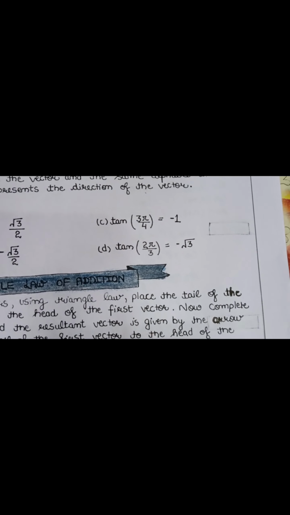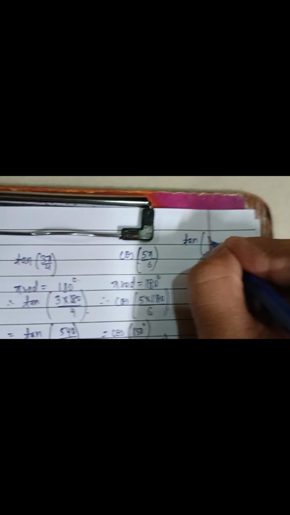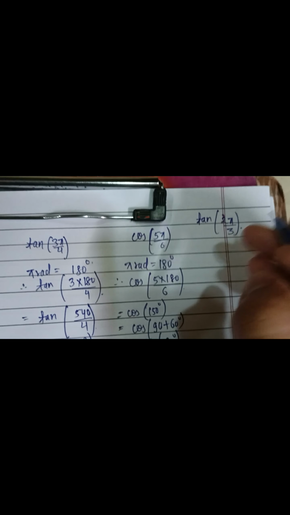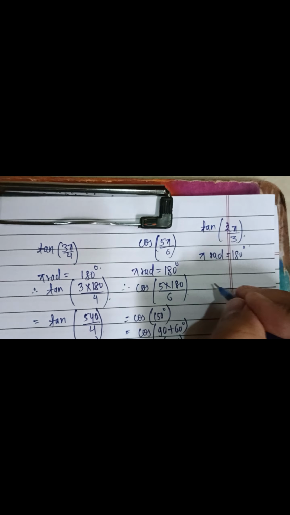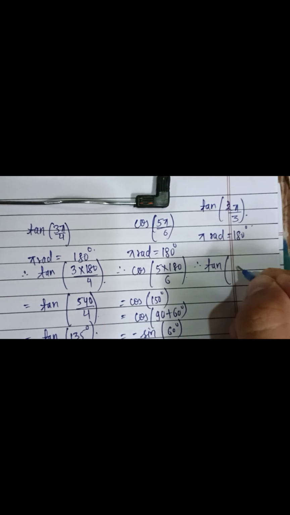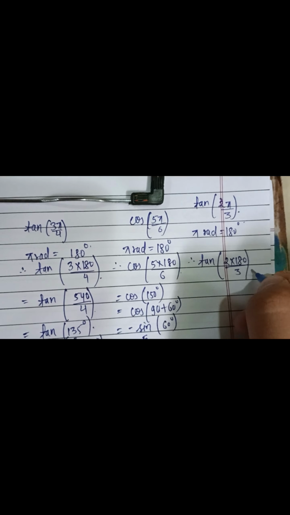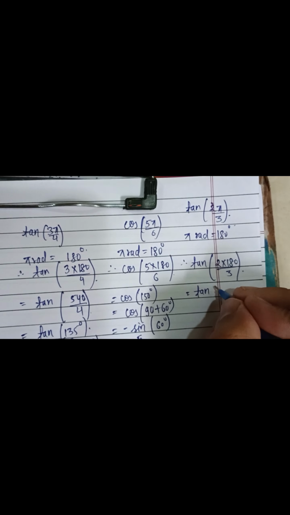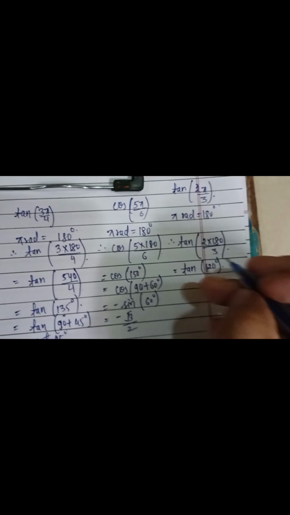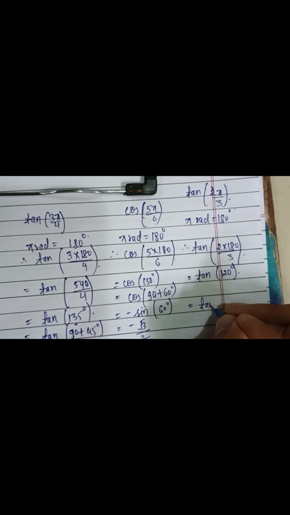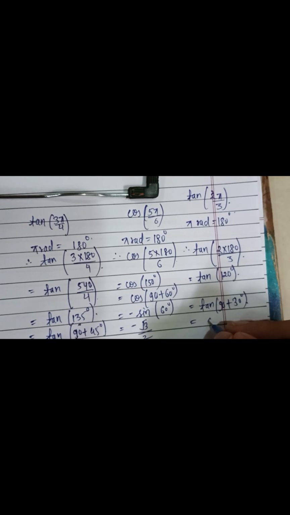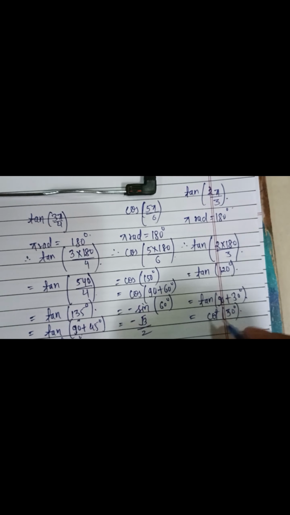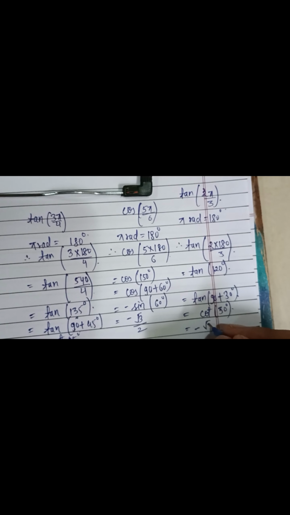Now let's move on to the fourth example, that is tan 2 pi by 3. Here we know tan 2 pi by 3, and we know that pi radians is equal to 180 degrees. Therefore tan of 2 into 180 by 3 is equal to tan of 120 degrees, which is equal to tan of 90 plus 30 degrees, which is equal to minus cot of 30 degrees, which is equal to minus root 3.